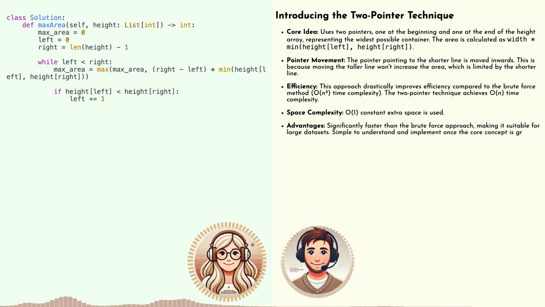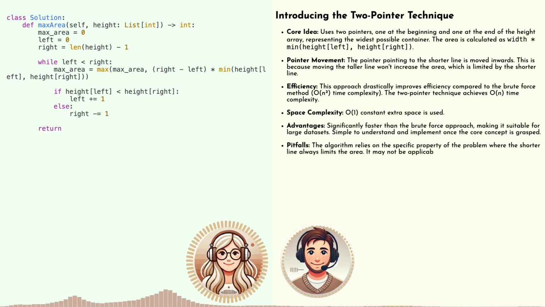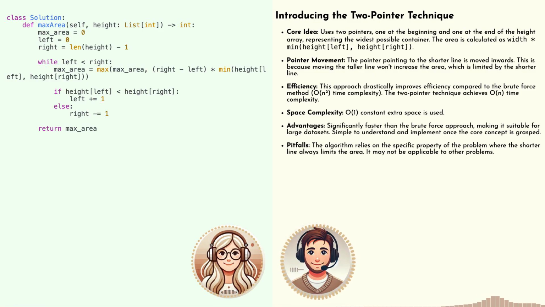Well, we've got to calculate the area, right? Width's easy. It's the distance between the scouts. Height, that's where it gets interesting. It's the shorter of the two lines, yeah. Like the scout standing next to the shorter bar, that's our limit. You got it. So we find that area. Now we've got to move a scout.